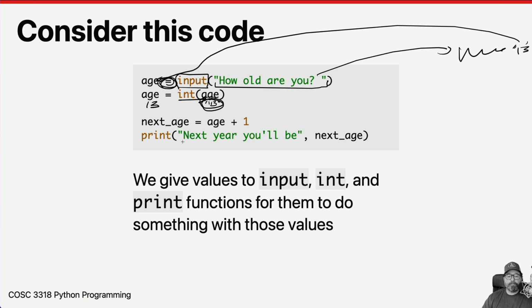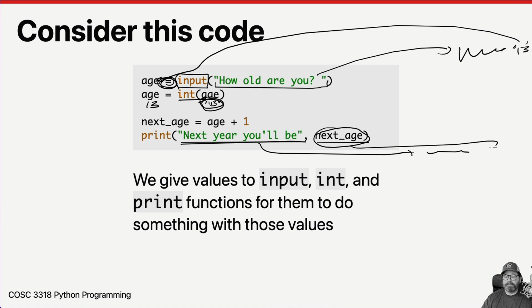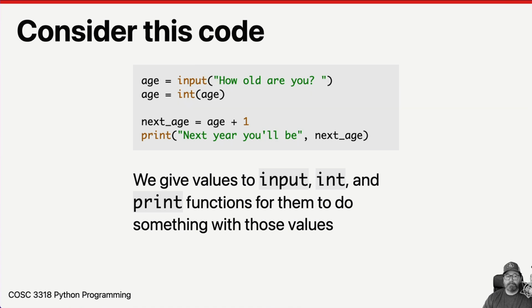And then down here with print, we give it more than one value. And so in this case, we give it "next year you'll be," and this, whatever value this is, that gets printed out. So this ends up printing the text, and this ends up printing this value here. So we're giving values to functions for the functions to do something with them. When we give a value to a function like this, it is called an argument.